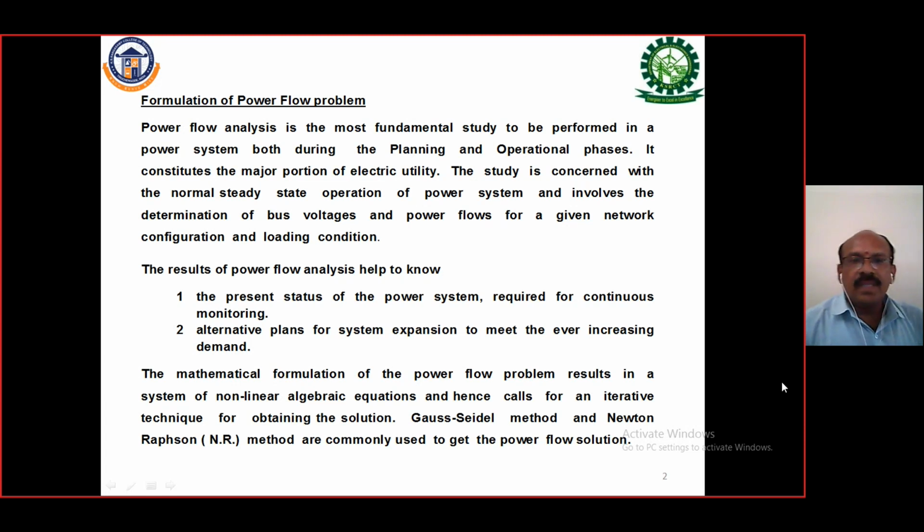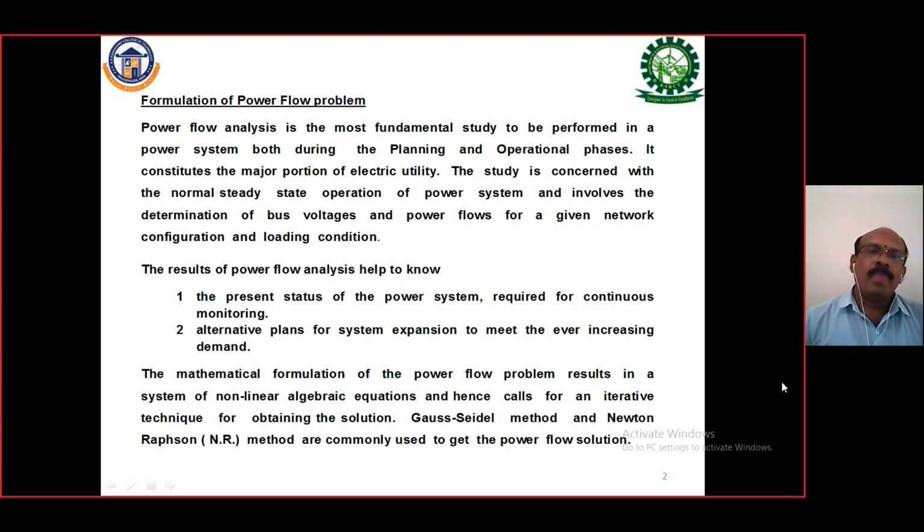The second one is the alternative plans for system expansions to meet the increasing demand. We know our population is increasing day by day, and also our load demand is increasing day by day. For that reason, in future we must meet the load demand. So this is the alternative plan.